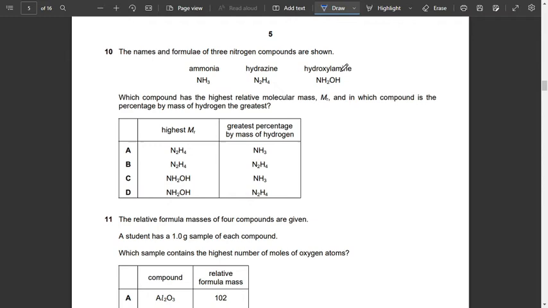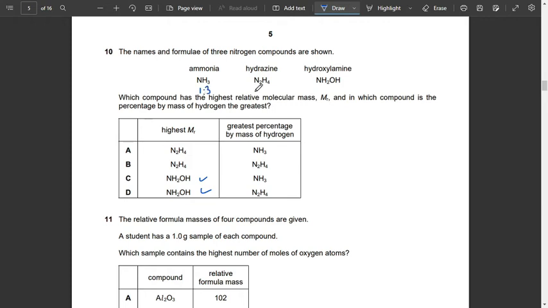If you look over here, we have oxygen, which has 16. So its Mr will be greatest because they are all similar and it has a greater number of atoms. So it should be NH2OH with the highest Mr. So it can be either C or D, but what's the right answer? Let's look into it. Greatest percentage by mass of hydrogen. If you look over here, the ratio is 1:3 of nitrogen to hydrogen.